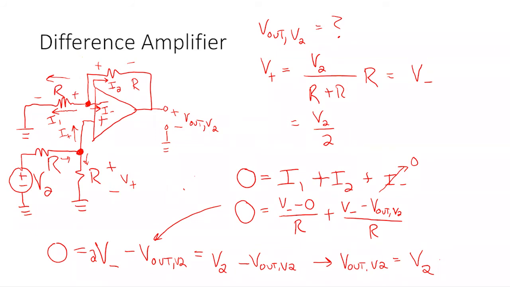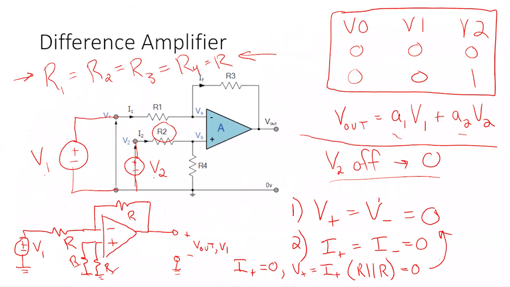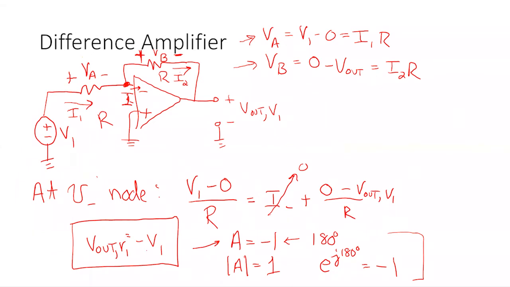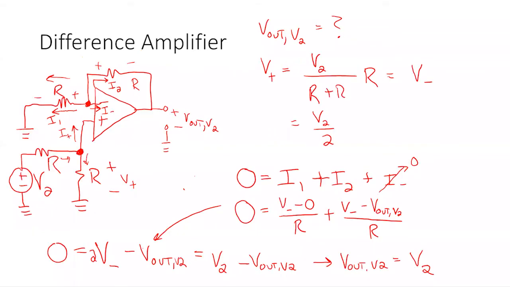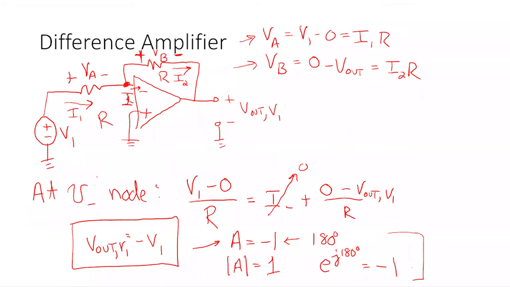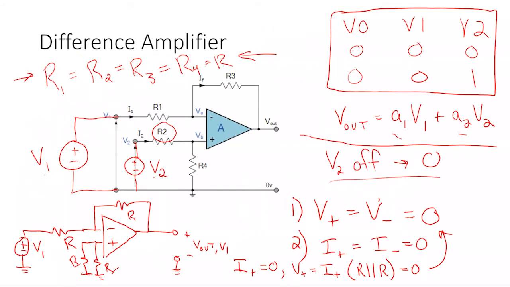That means that my total answer here: V out over V1 was minus V1, V out over V2 was V2. So the total response in this particular case is that V out is equal to, according to this, A1 is minus 1, A2 is apparently 1.